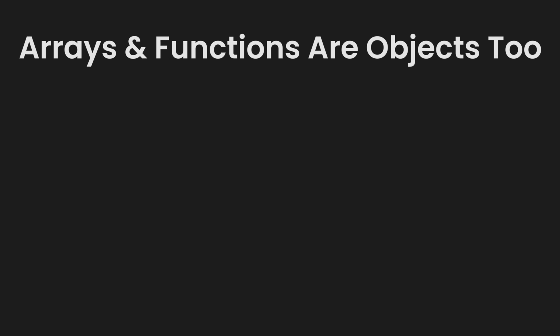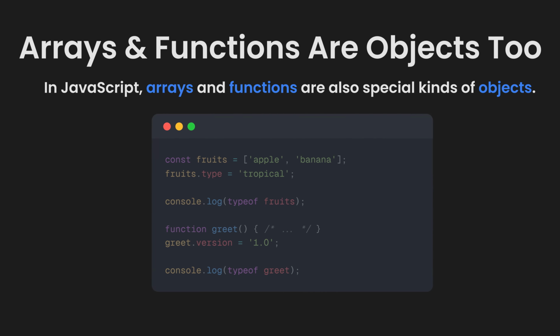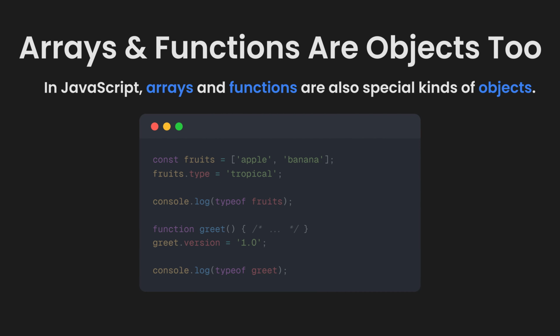Expanding on the object type, it's crucial to understand that in JavaScript, arrays and functions are also objects. This might seem counterintuitive at first, as they have their own unique behaviors and syntaxes. However, they inherit properties and methods from the object prototype, demonstrating their underlying nature.